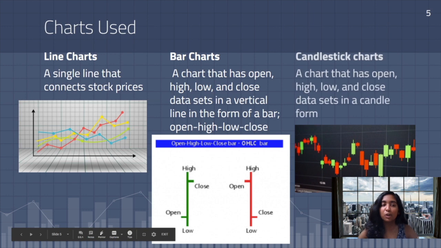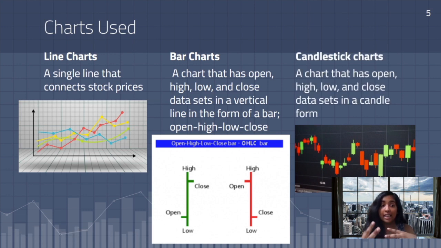The final chart we're going to be looking at today is a candlestick chart, which is a chart that has open, high, low, and closed data sets in a candle form. Candlestick charts are used by traders to determine possible price movement based on past patterns. Candlesticks are useful when trading as they show 4 price points, open, close, high, and low, throughout the period of time the trader specifies. In this way, candlestick charts are extremely similar to bar charts.